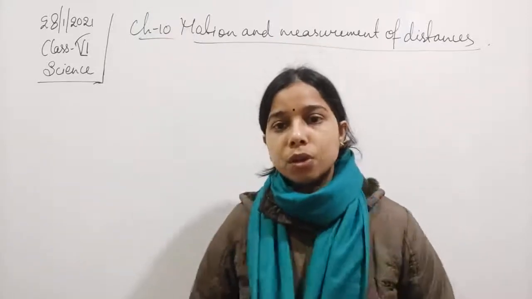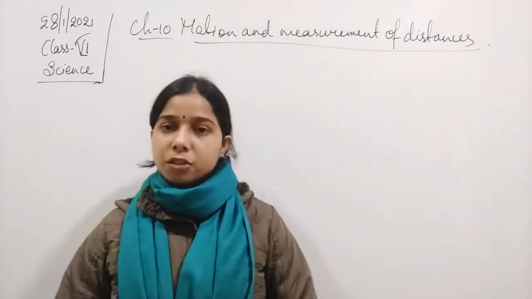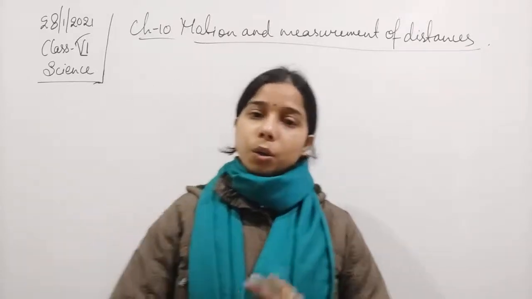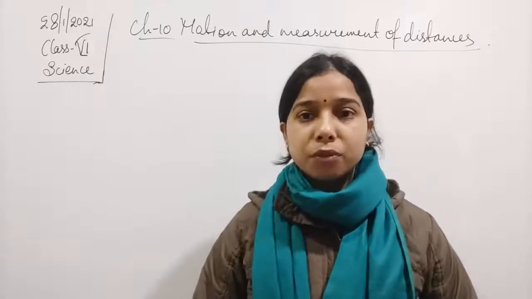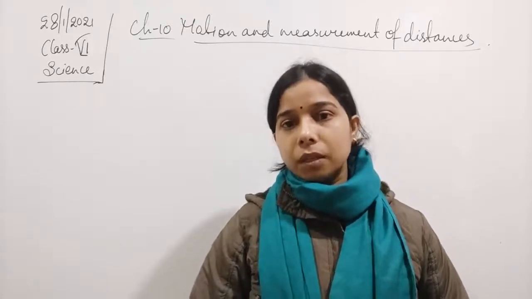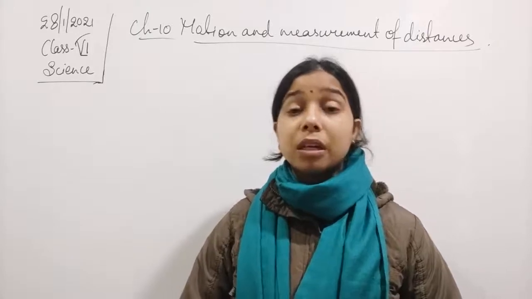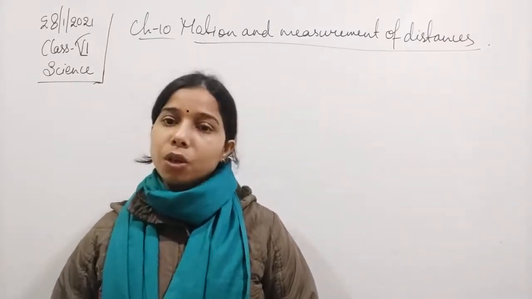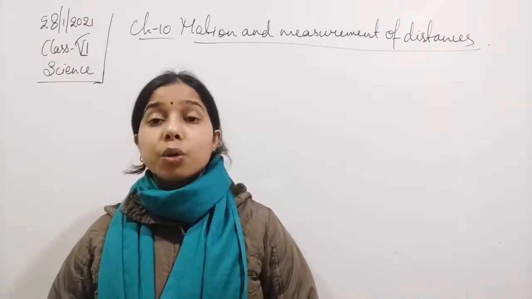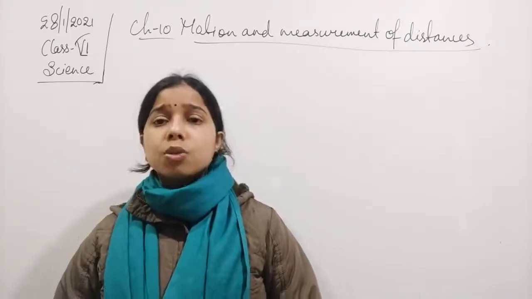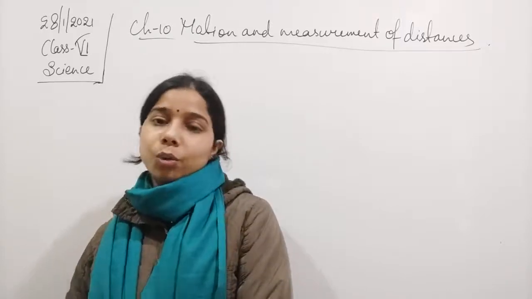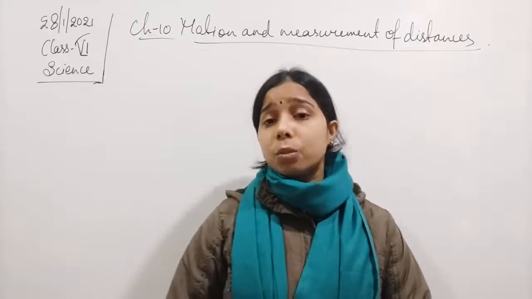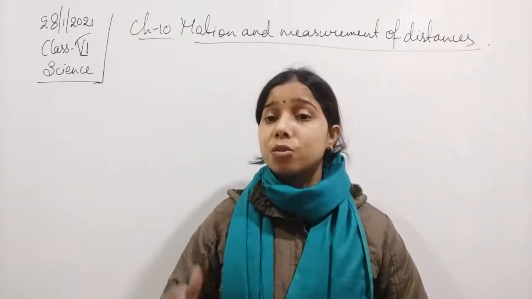Hello students. In the previous class, in the chapter on motion and measurement of distances, we discussed the different types of motion. We have seen four types of motion: rectilinear motion, circular motion, periodic motion, and rotational motion. Rectilinear motion is a type of motion in which the object moves on a straight path.